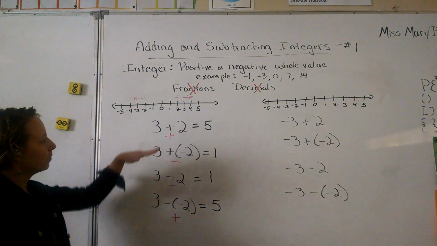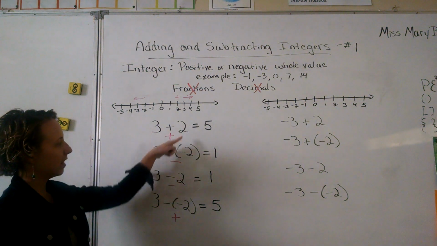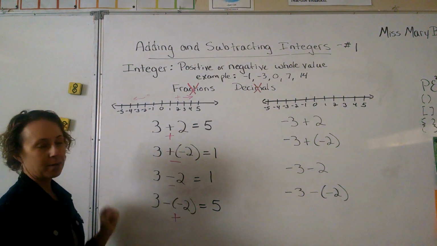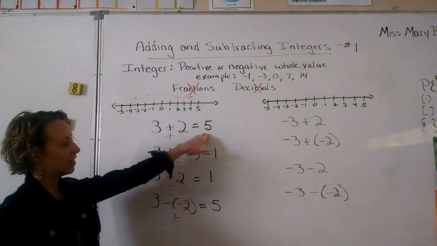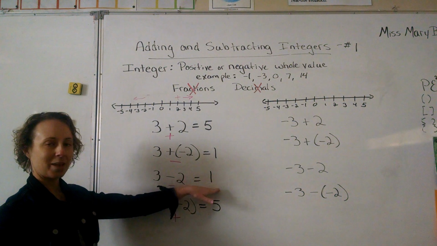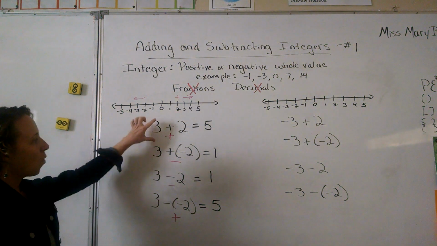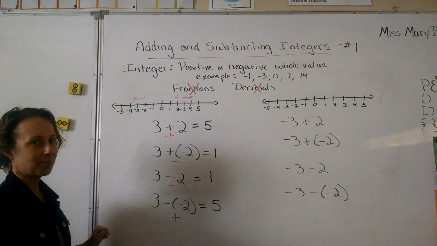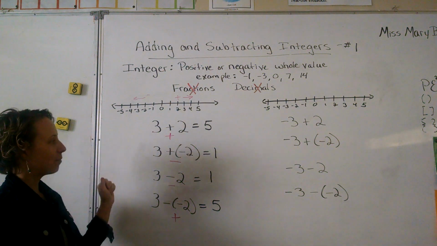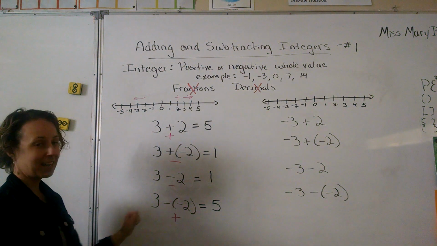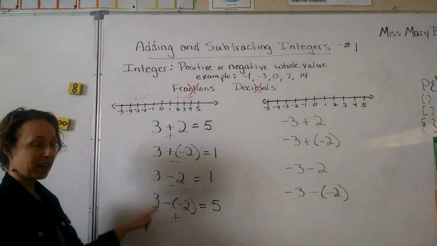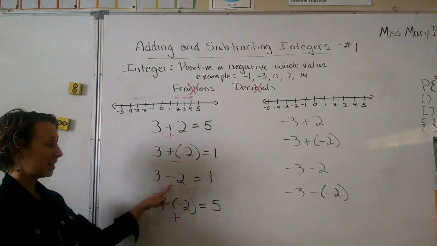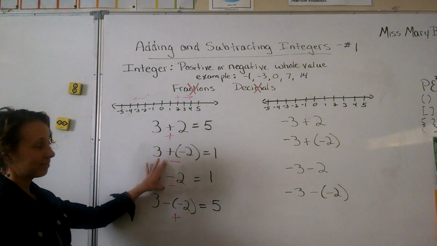Look at the pattern here. I use the same numbers, 3s and 2s, and sometimes I added, sometimes I subtracted, sometimes they were positive numbers, sometimes they were negative. I got the same answer for these 2 and the same answer for those 2. I have the same operation for these 2, and I have the same operation for those 2. If I'm just adding a positive number, or if I'm subtracting a negative, I'm adding in both cases. If I'm adding a negative number, or I'm subtracting a positive number, I'm subtracting.